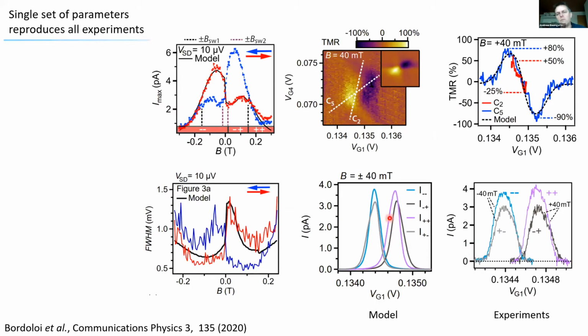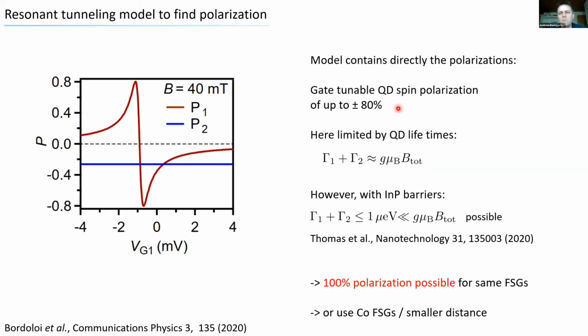And what you see, I have no time to discuss this, but all the black curves and this inset, this model reproduces all the experiments, all the many different types of experiments, with one set of parameters. And the important thing is that we get a spin polarization at the maximum of 80%. So that's a very good number, and with this one can do very nice experiments.